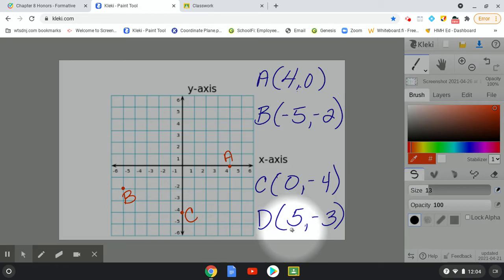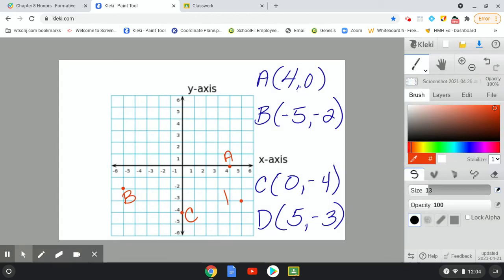And point D, I want to plot coordinate 5, -3. Again, go back to my origin. My x-axis tells me to go to +5. My y-axis tells me to go to -3. Plot a point, label it as D.